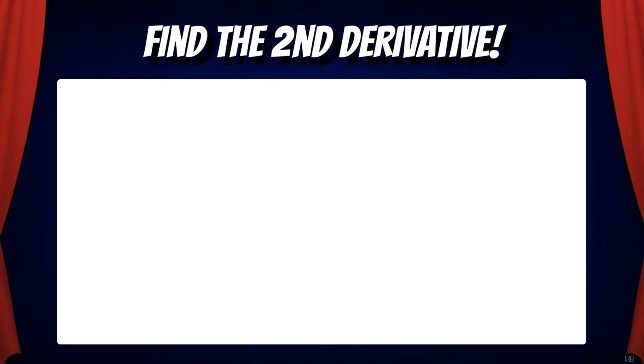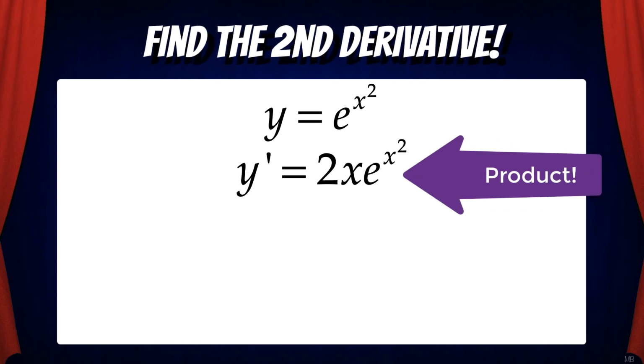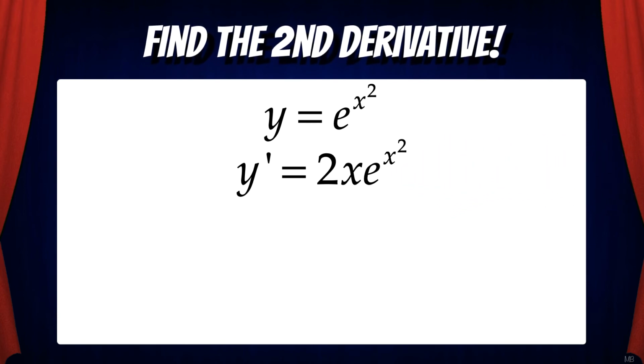Let's look at one last example here. Suppose we want to find the second derivative of y equals e to the x squared. Well, in order to find the second derivative, we need the first derivative. Y prime would equal 2x times e to the x squared by the chain rule. But now, when we want the second derivative, do you see that we need to use the product rule? Because we have a product of two functions. So let's apply the product rule. Left d right plus right d left. The left function is 2x. The right function is e to the x squared.